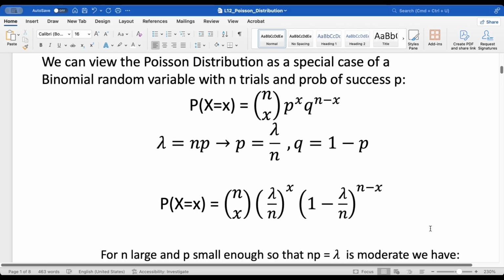Now, for n large and p small, so that the product n times p, lambda, is not too big or small, that it's moderate, then this relationship will hold: the Poisson distribution is a special limiting case of a binomial.